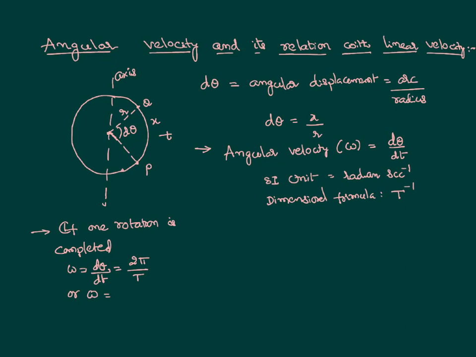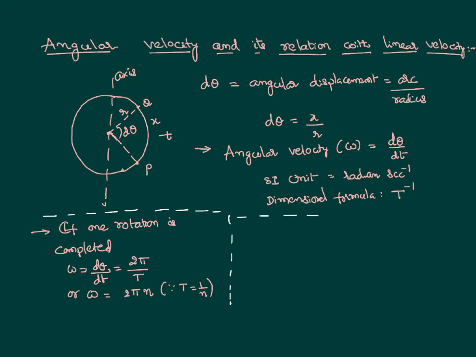Number of oscillations made in 1 second is called frequency, and we know time period is reciprocal of frequency, which is shown with the letter either n or f. So you can express omega in different formats. It could be d theta by dt, it could be 2 pi by T, or it could be 2 pi into n, where capital T is the time period, n is the frequency of oscillation.